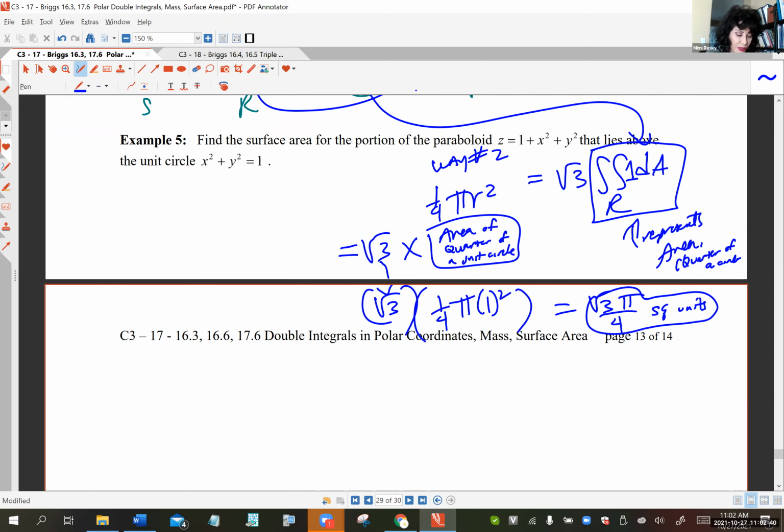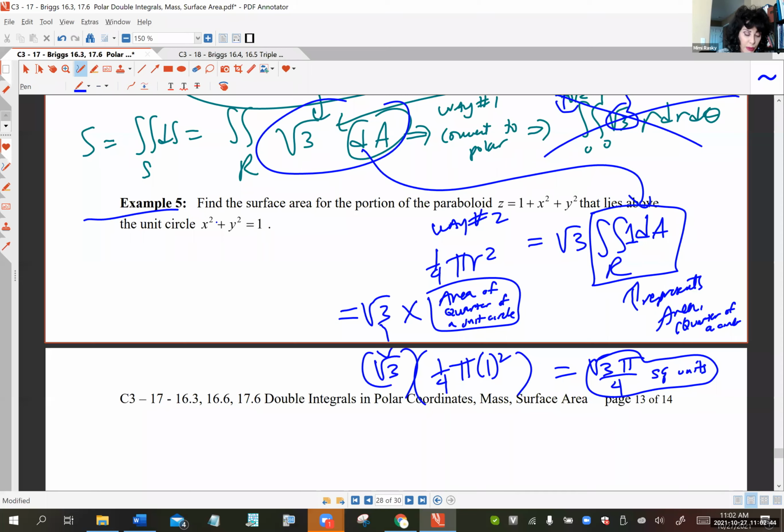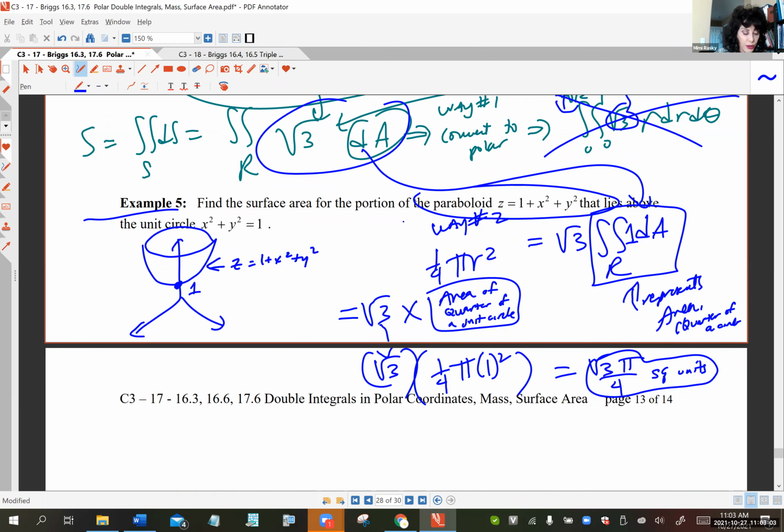Okay, let's do another surface area problem that's a little trickier. So I got example 5 queued up. We want to find the surface area of the portion of a paraboloid. And this paraboloid, you can use GeoGebra to graph it as an upward facing paraboloid that has its vertex at 1 on the z-axis. So this is the surface that we want to find the surface area of.